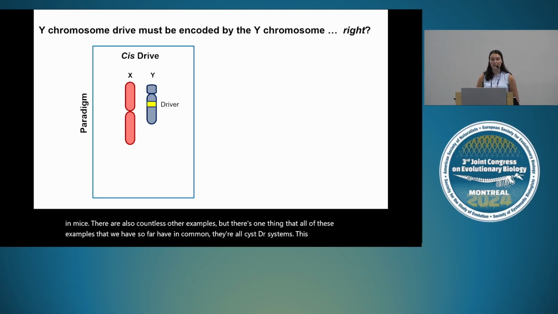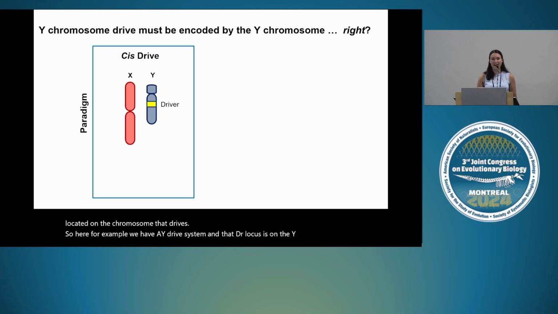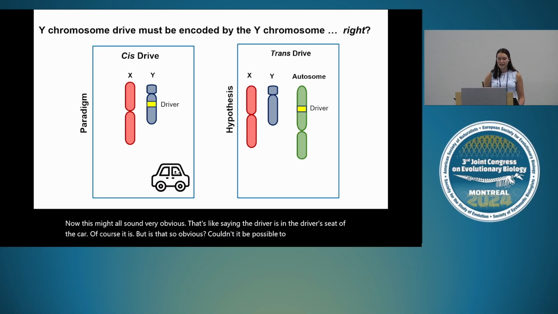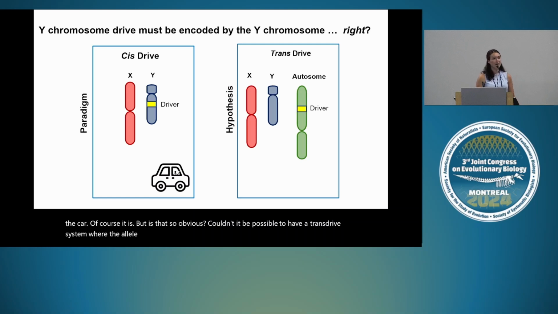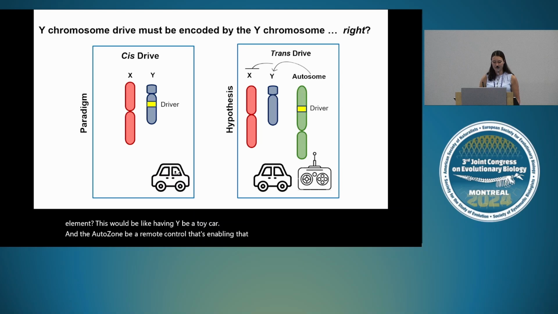This means that the driver, the locus that is causing the skewing of these two chromosomes during meiosis, is located on the chromosome that drives. So here, for example, we have a Y drive system, and that drive locus is on the Y chromosome. Now, this might all sound very obvious. That's like saying the driver is in the driver's seat of the car. Of course it is. But is that so obvious? Couldn't it be possible to have a trans drive system where the allele causing drive is actually located on a completely different genetic element? This would be like having Y be a toy car and the autosome be a remote control that's enabling that car to drive.